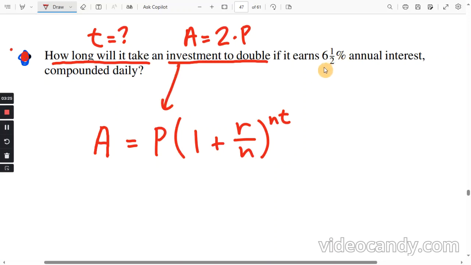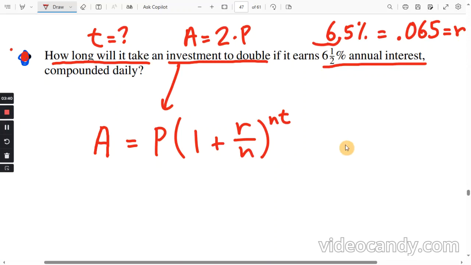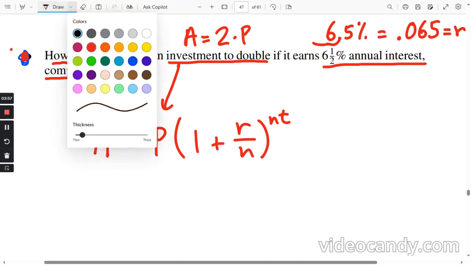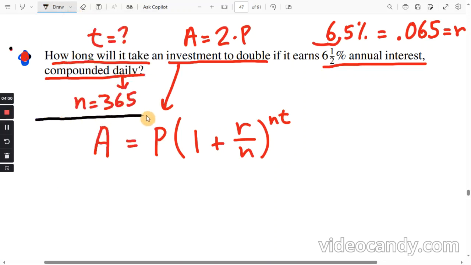All right, 6.5% annual interest. Well, of course, 6.5% converted, move the decimal over 2 places. That is 0.065. So that's your interest rate, R. And compounded daily. Well, how many times is that in 1 year? Well, daily is the number of days in a year. That's 365. So the number of compounding periods, N, is 365.